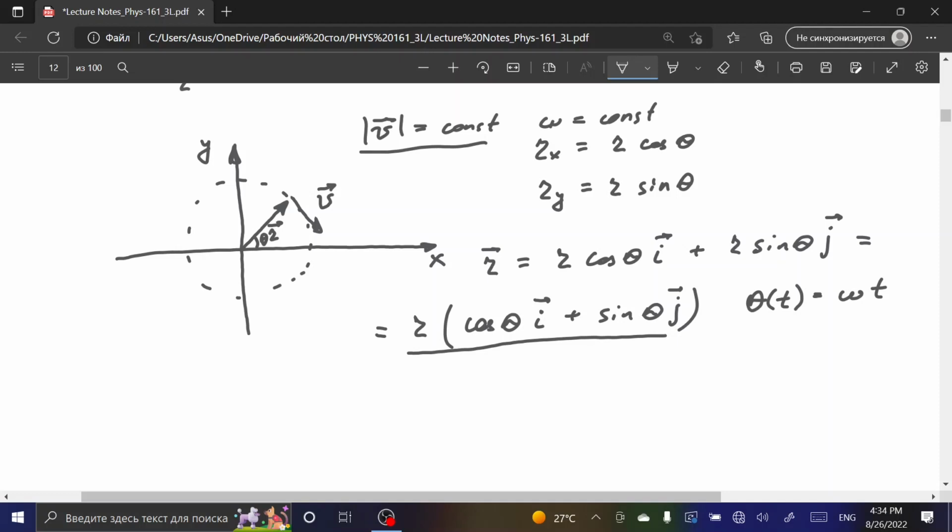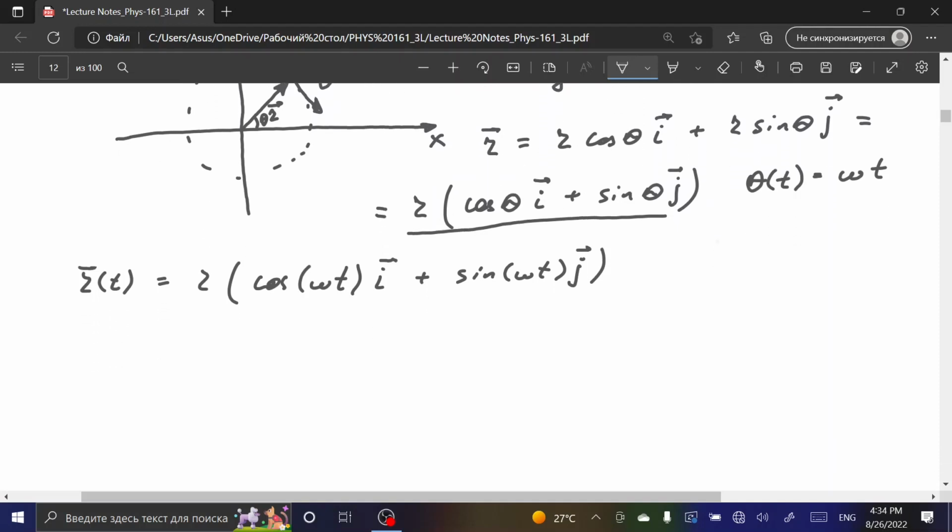So now, when we substitute omega t instead of theta, we have not just one radius vector at a given moment of time, but a time dependence of the radius vector. That will be the radius vector as a function of time equal to radius r times cosine omega t times the i unit vector plus sine omega t times the j unit vector. So that's what we actually wanted.